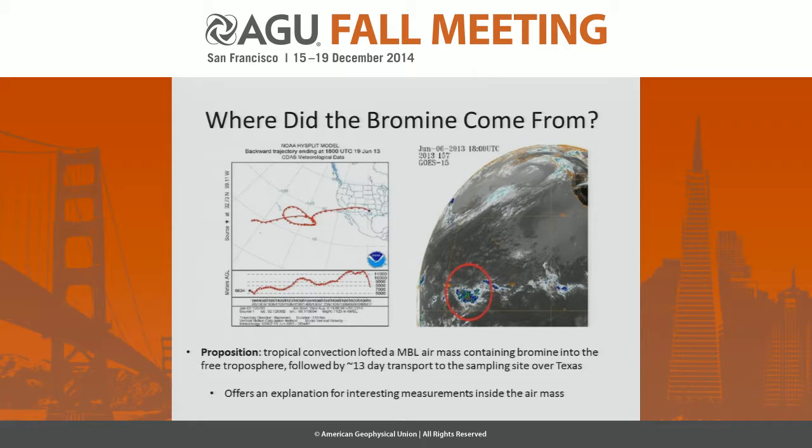So in order to determine the source, we did run a 315-hour back trajectory using the HYSPLIT model, and this is around 13 days. And you can see the origin of the air mass is likely over the equatorial Pacific Ocean.